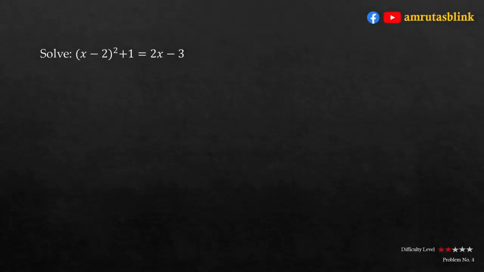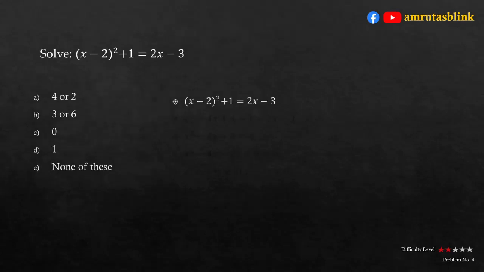Solve x minus 2 bracket square plus 1 is equal to 2x minus 3. Now here we just need to find out the factors of this equation and we need to find out the value of x. Options: 4 or 2, 3 or 6, 0, 1 and none of these. X minus 2 bracket square plus 1 is equal to 2x minus 3. We will simplify this equation and we will create standard quadratic equation from this given polynomial.